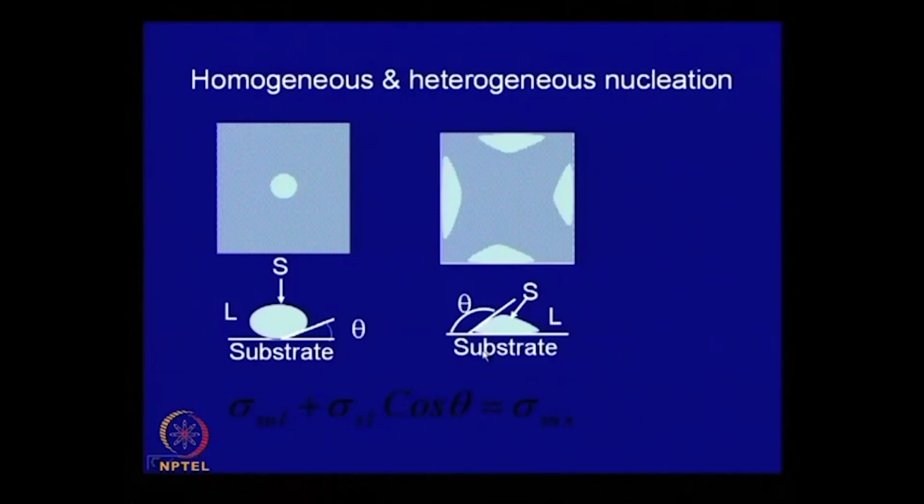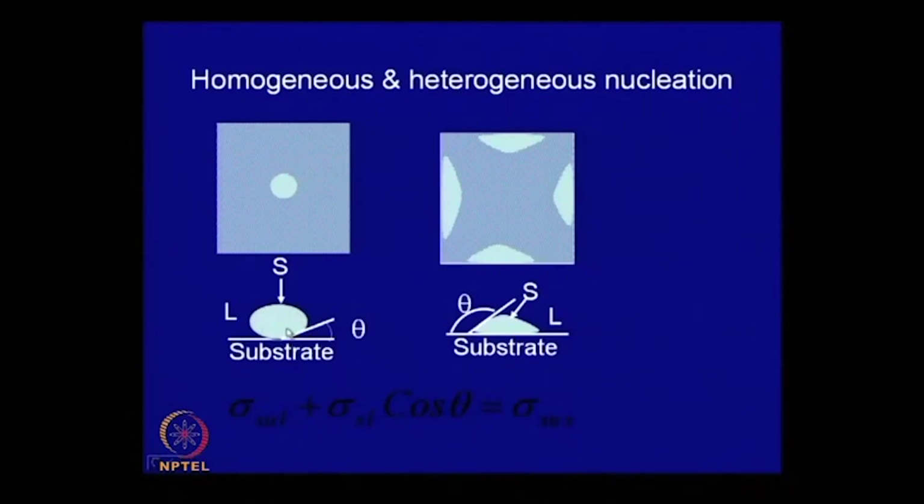Now, let us look at heterogeneous and homogeneous nucleation. In homogeneous nucleation, the nucleus shape is spherical, it takes place within the liquid, and there is a distinct interface between solid and liquid, and there is no substrate here.